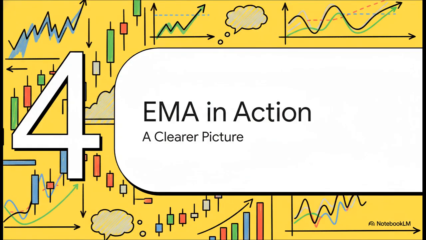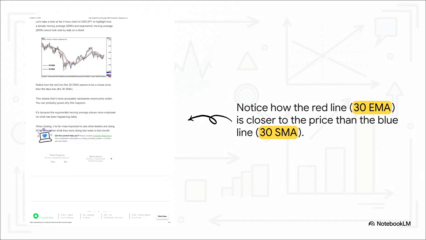Okay, that all sounds great in theory, but talk is cheap, right? Let's actually see what this looks like on a chart when you put them head to head. And wow, the difference is just immediately obvious. Take a look at this. The red line, that's our 30-period EMA, and the blue line is the 30-period SMA.